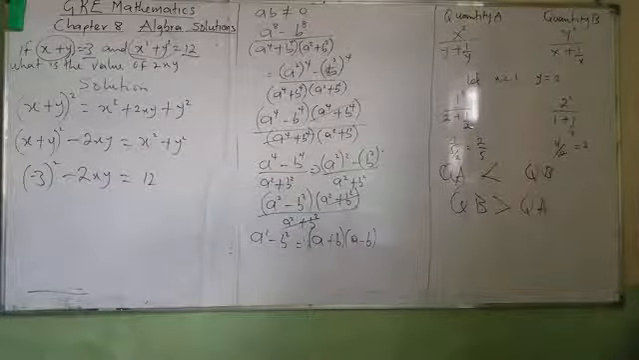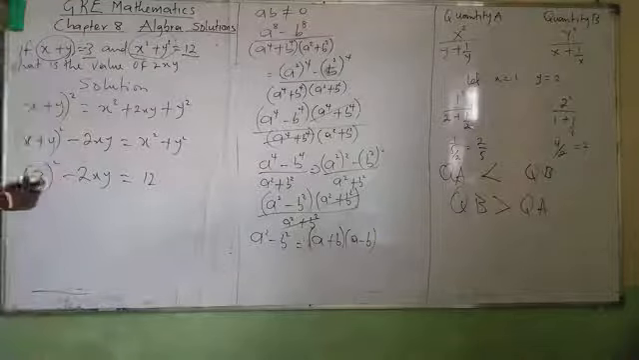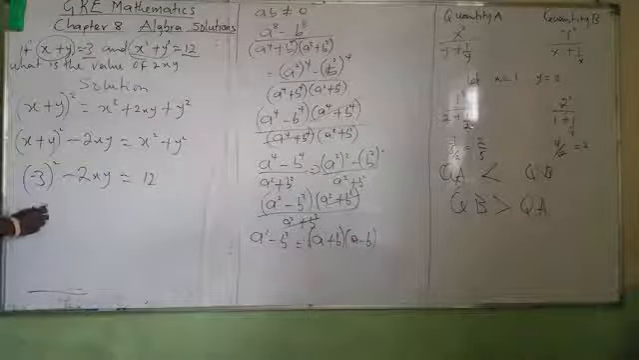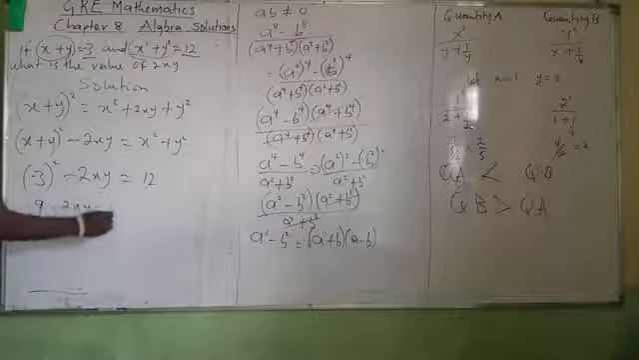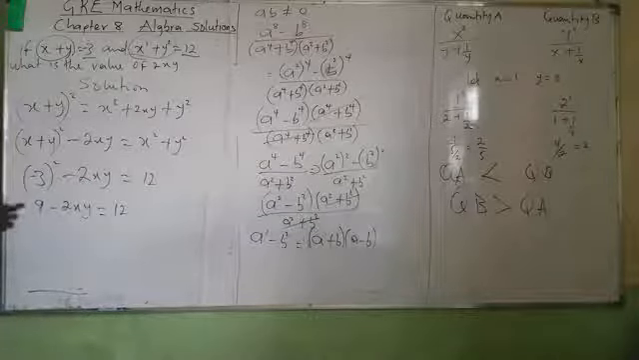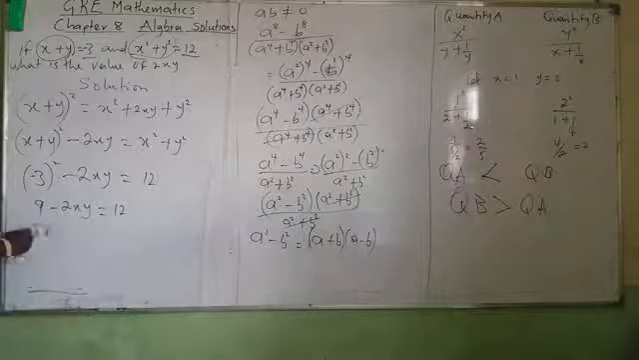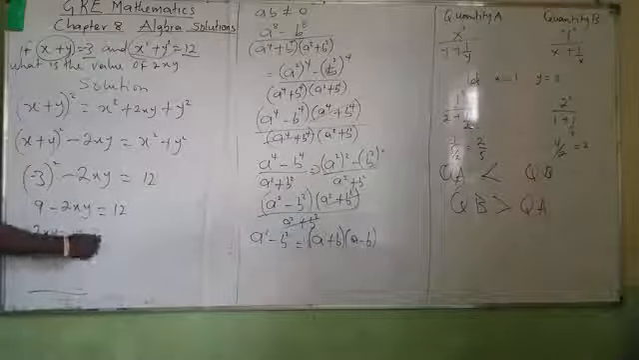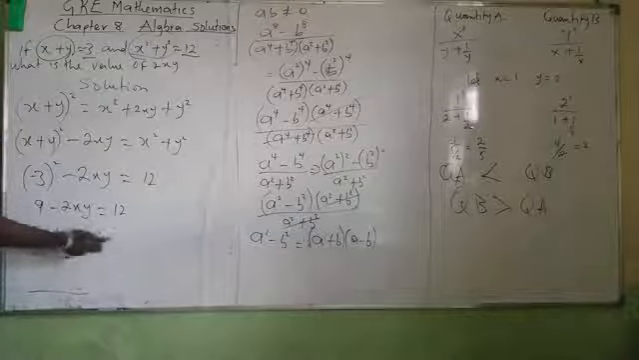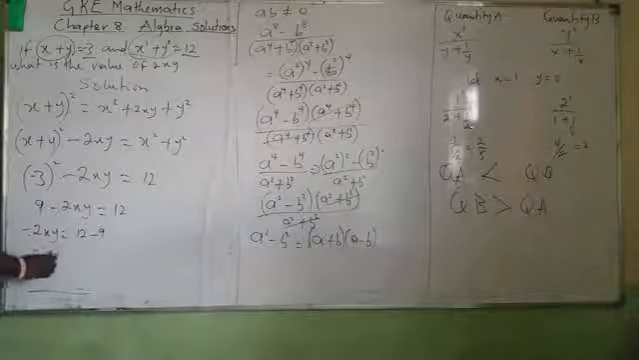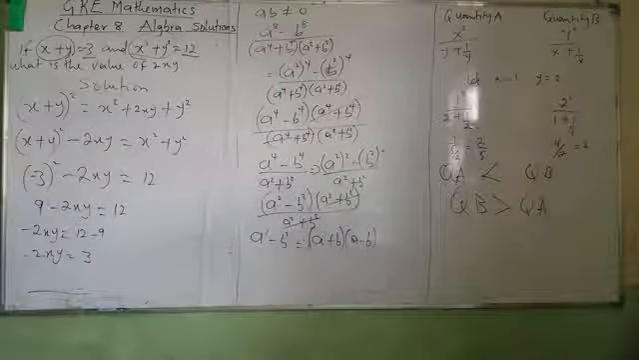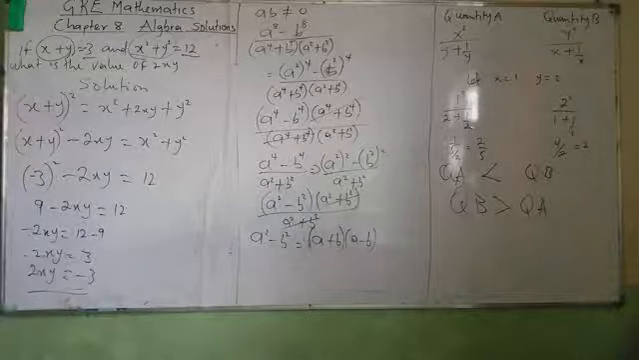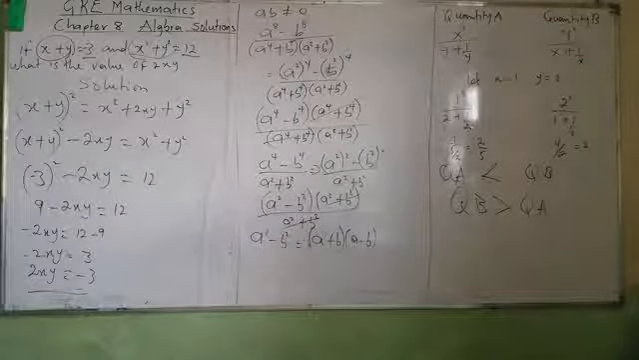Now, can you see? At this point, I will be having 9 minus 2xy equals 12. It means minus 2xy equals 12 minus 9, which gives minus 2xy equals 3. Now, it means my 2xy equals minus 3. It means my 2xy equals minus 3.